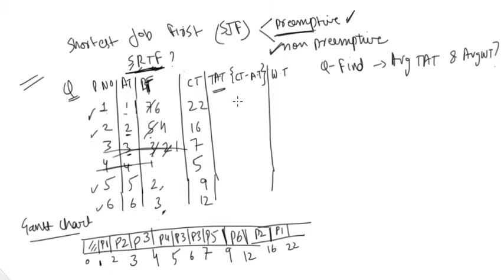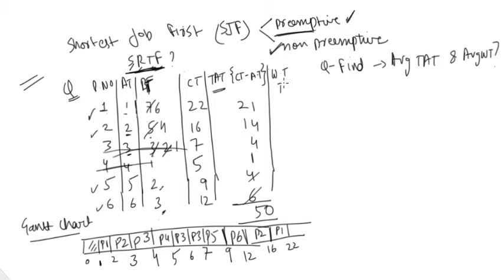CT minus AT: 22 minus 1 is 21, 16 minus 2 is 14, 7 minus 3 is 4, 5 minus 4 is 1, 9 minus 5 is 4, 12 minus 6 is 6. If I add these up, I'll get it to be 50.